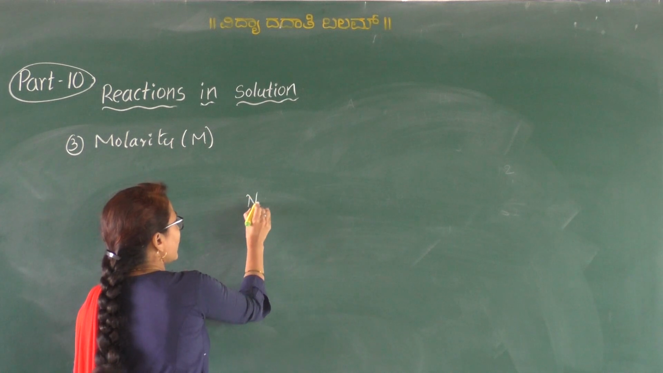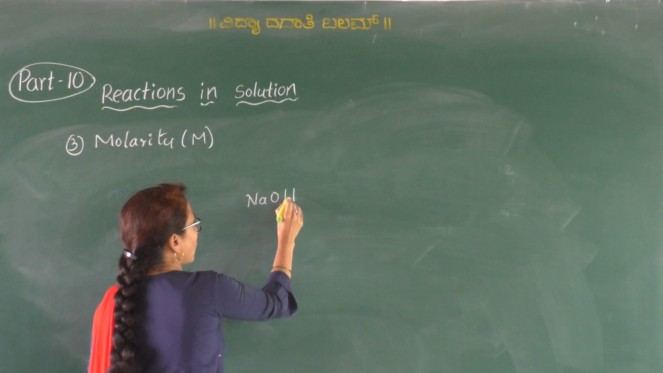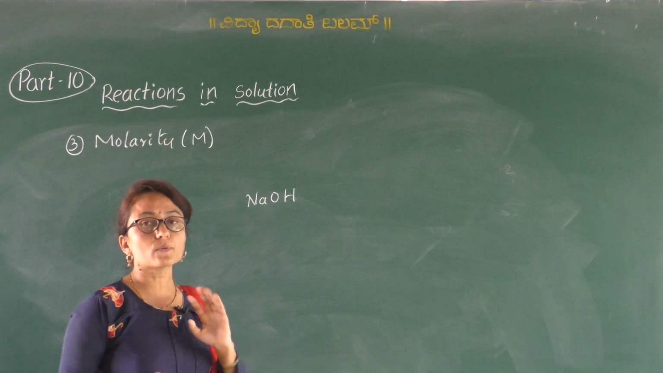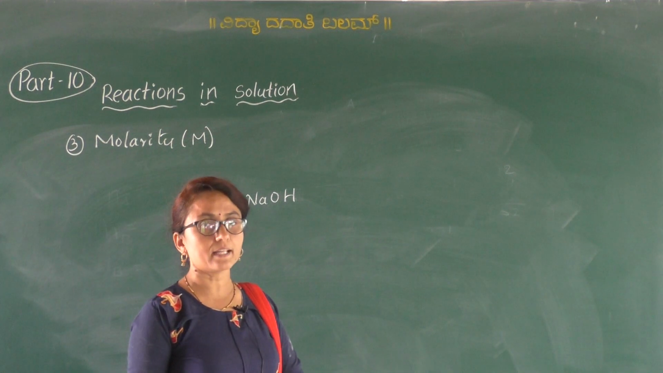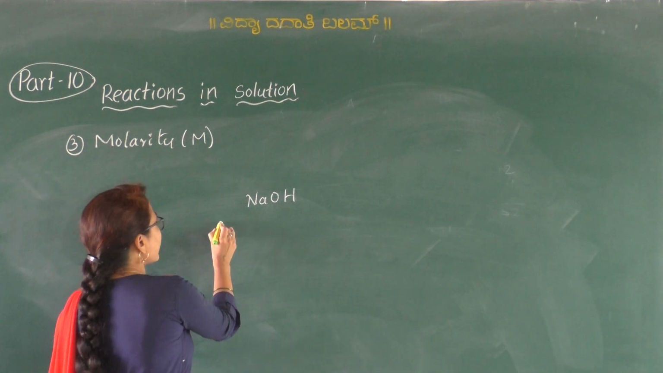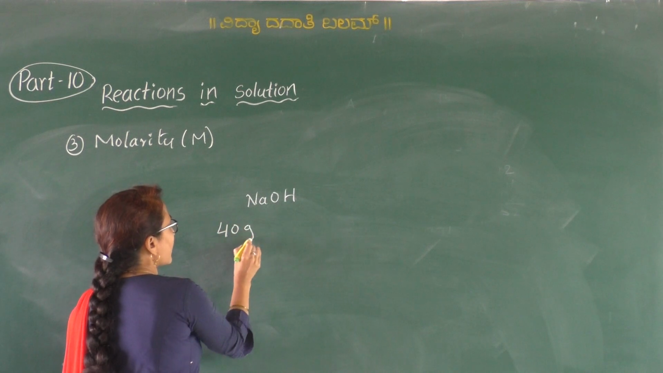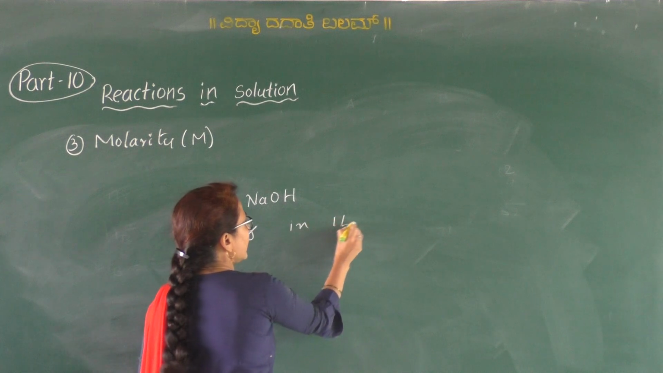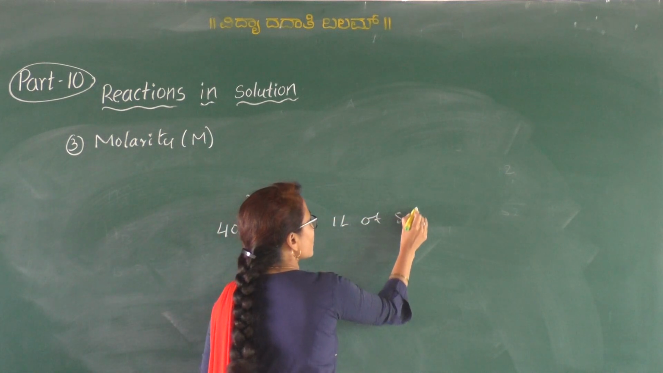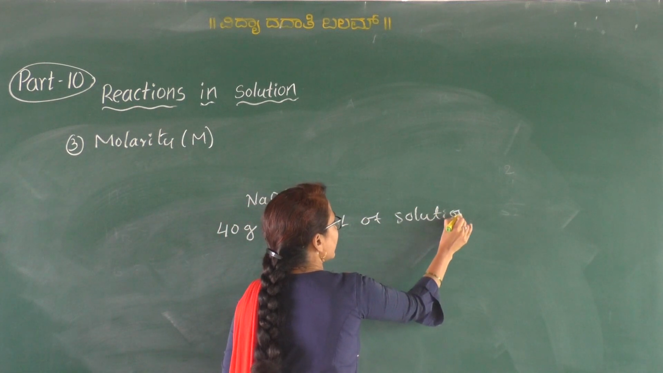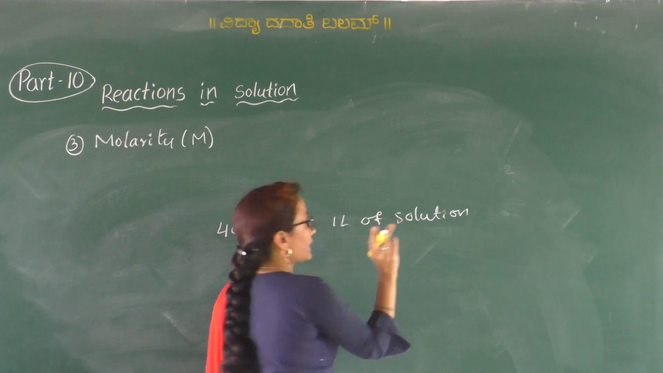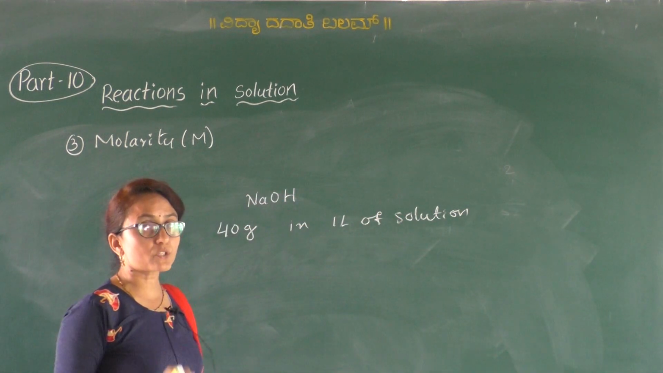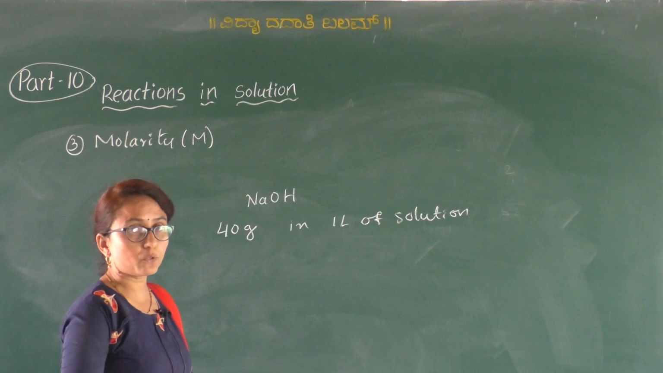Okay, now consider, for example, we have taken sodium hydroxide solution, an aqueous solution of sodium hydroxide. So it is prepared by dissolving 40 grams of sodium hydroxide in 1 liter of solution. So 1 liter of solution, not 1 liter of water. When we say aqueous solution, we use water as the solvent.